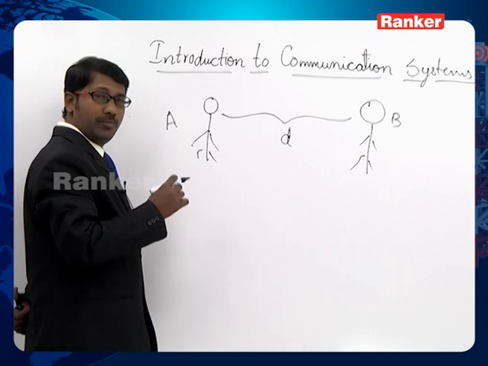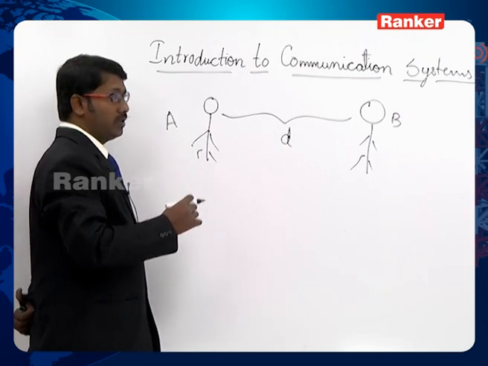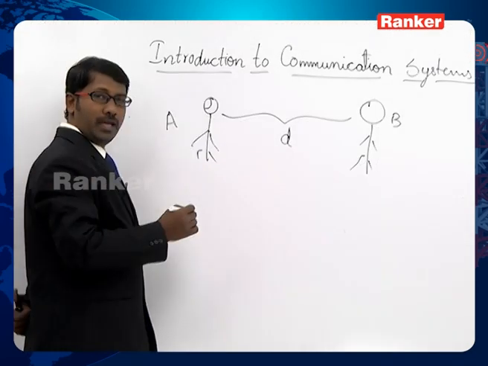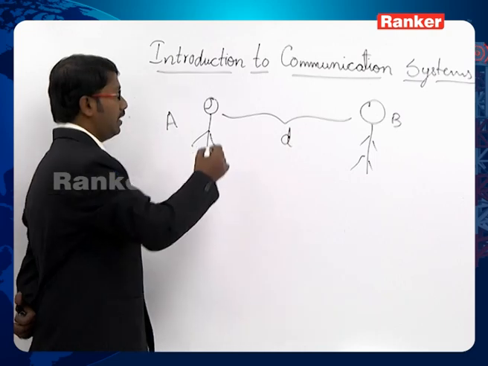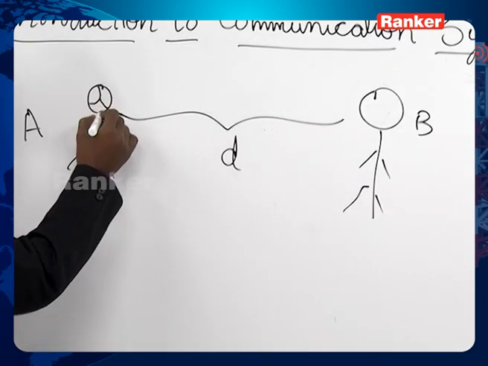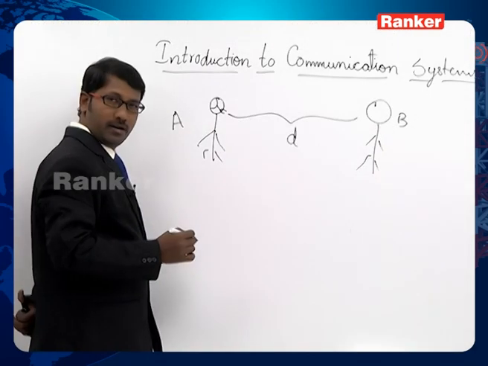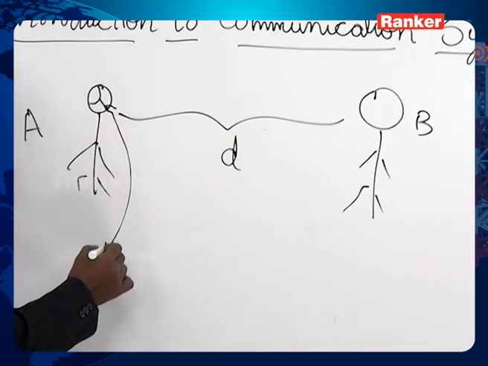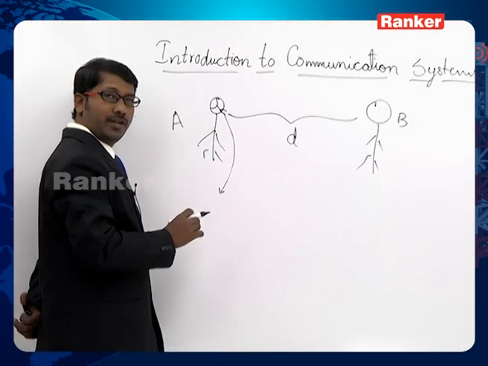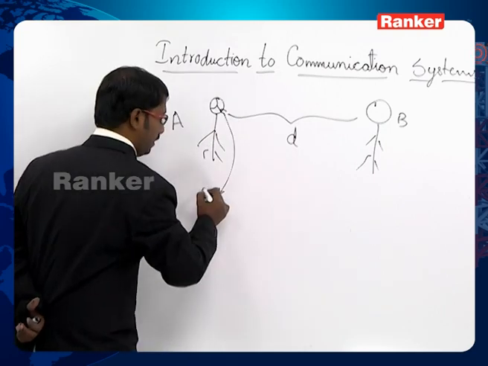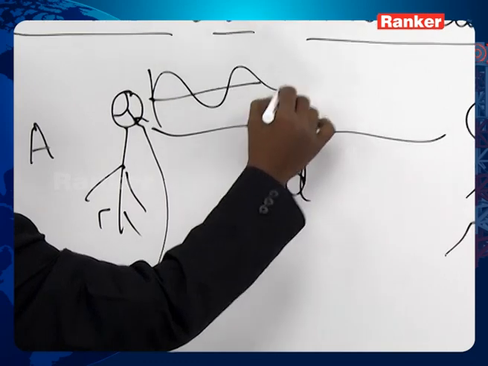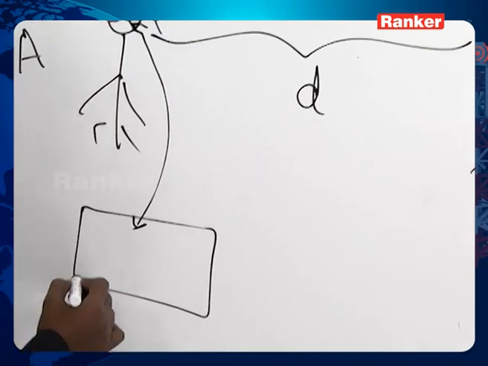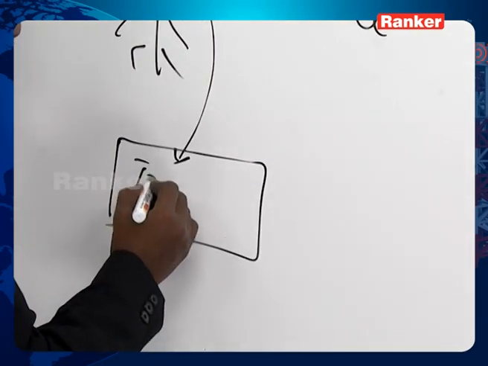Now if A wants to communicate some kind of information to B, initially the brain of A generates that signal, and through a nerve it gets into the mouth of user A, and the mouth tries to convert the message generated in the brain into a signal, typically a sinusoidal signal coming out from A. Here the mouth of A is acting as a transducer.